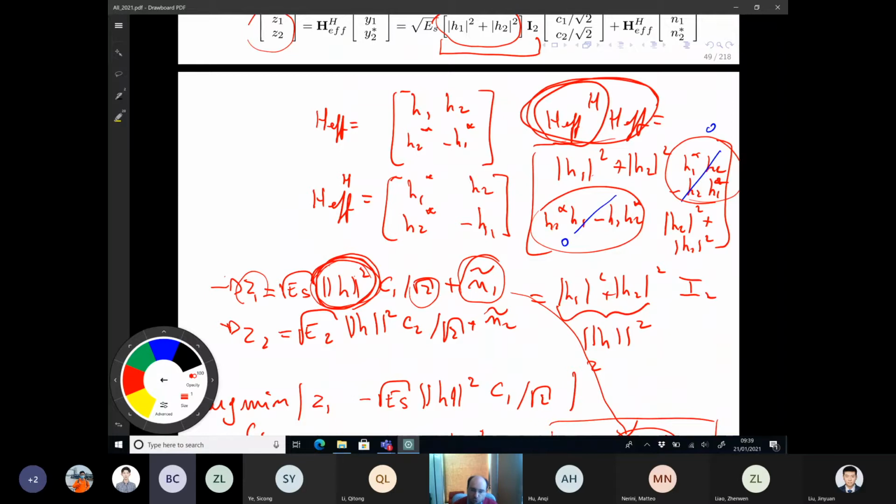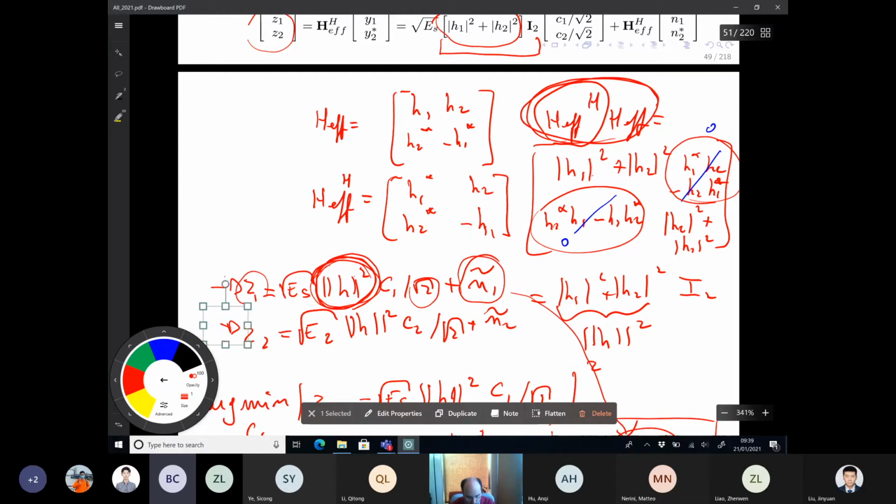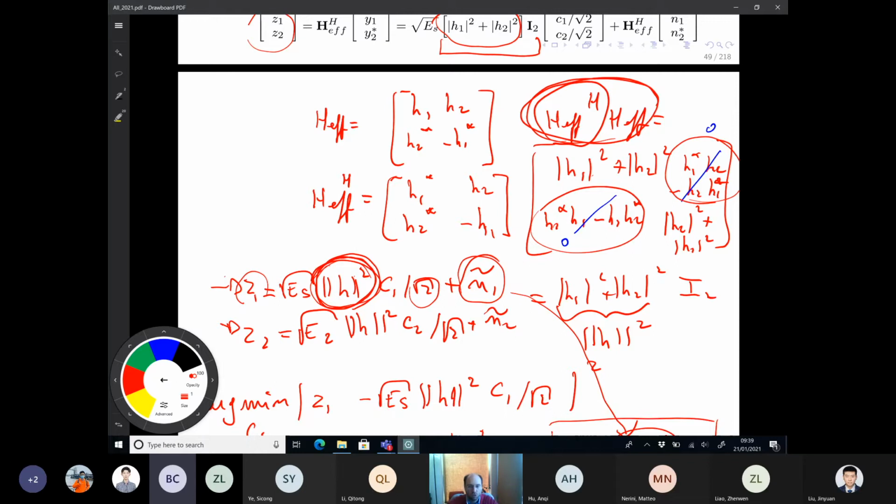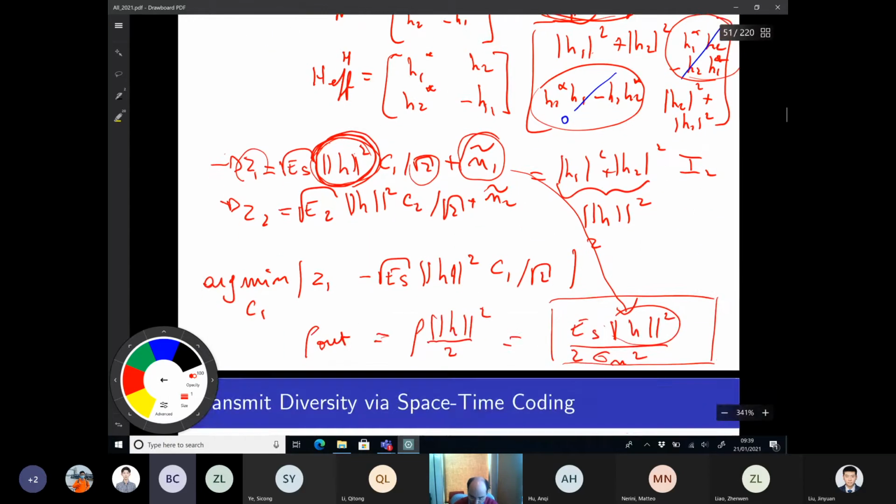In that case, what you need to do is joint detection of those 2 streams, and this is what we're going to do later on when we do MIMO. But that increases the processing, because instead of having 2 maximum likelihood decoders for each of C1 and C2, now you need to do a joint maximum likelihood detection over both streams C1 and C2. And that will increase the complexity of the receiver.